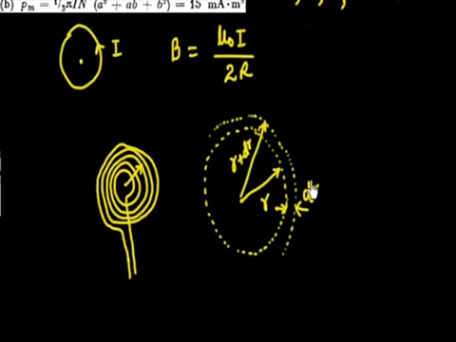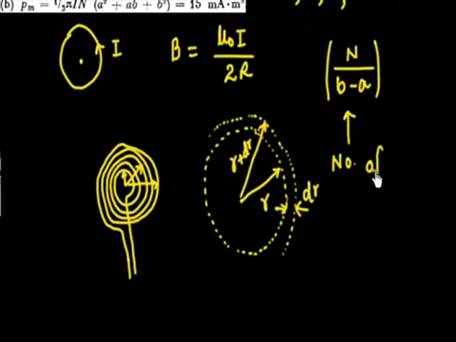Now I know the total number of turns. The inner radius is A and the outer radius is B, and the total number of turns is n. So now I can say in a length of B minus A I have n turns. So what is the number of turns per unit length? It is n divided by B minus A. That is the number of turns per unit length.